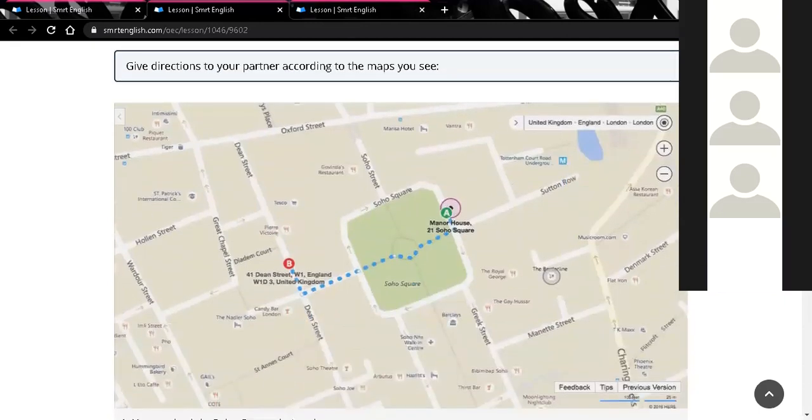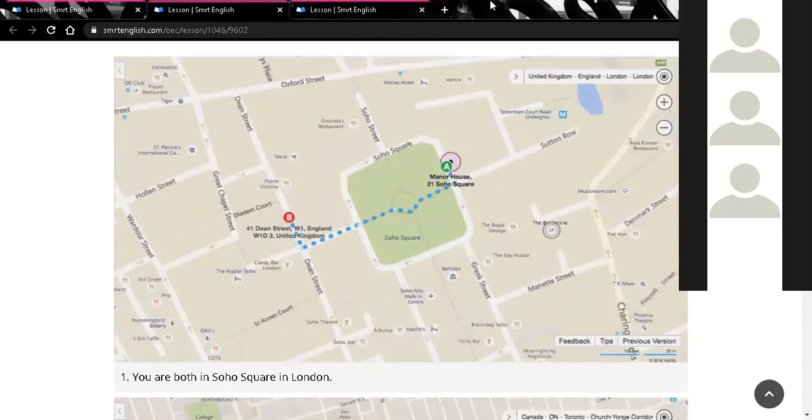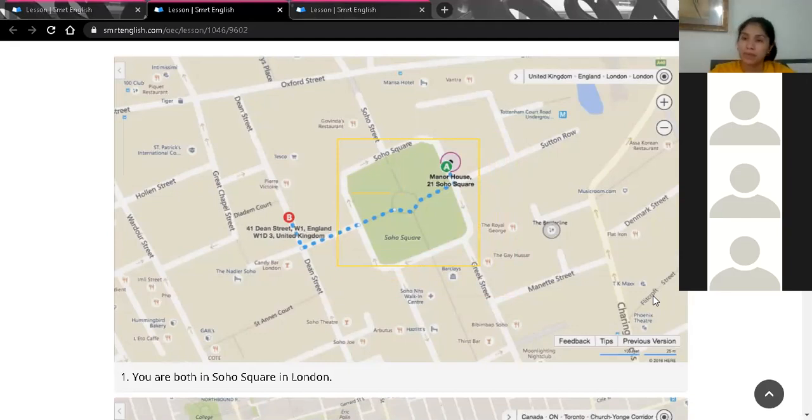Okay, so we are here in Soho Square in London. I need you guys to improvise a conversation. To start, I would like to help you. So I'm going to start with one of you, and then you are going to practice, okay? So who wants to practice with me? Because I'm expecting all of you to participate. So who wants to go first?